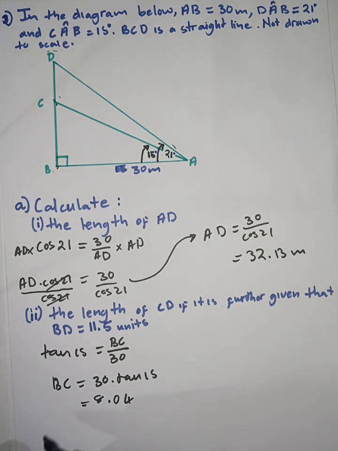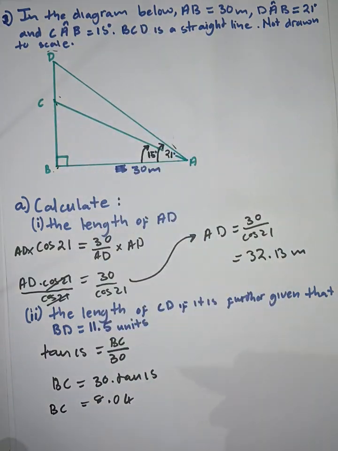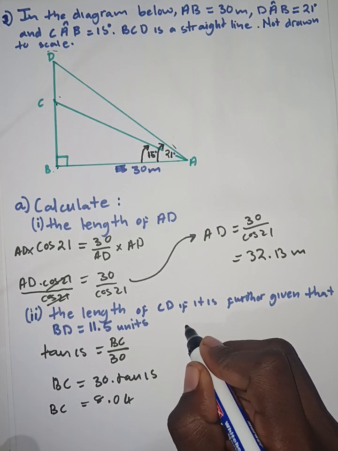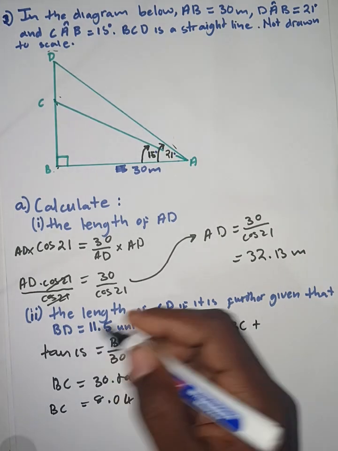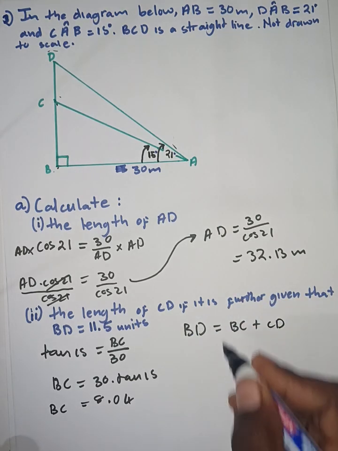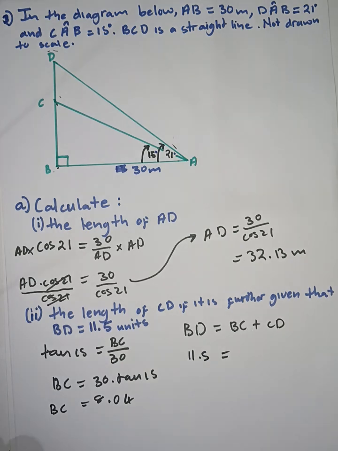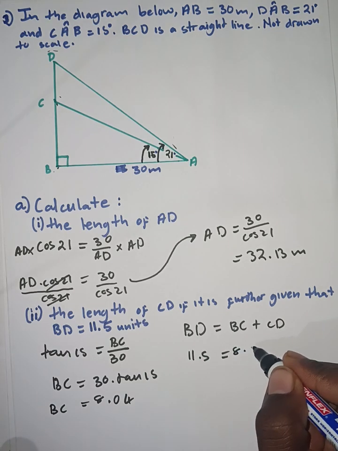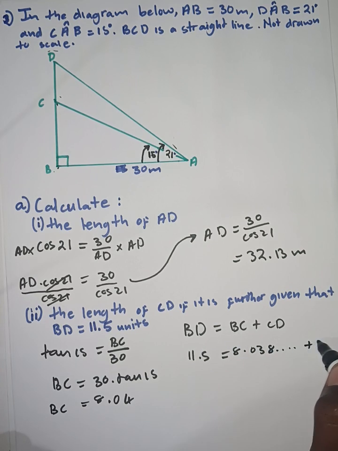So again, we got that side BC, this portion there, to be 8.0 and some other decimal. But we know that BD equals BC plus CD. They gave us BD to be 11.5. That would equal BC, and we said that BC was 8.038 and some other decimal, plus CD.